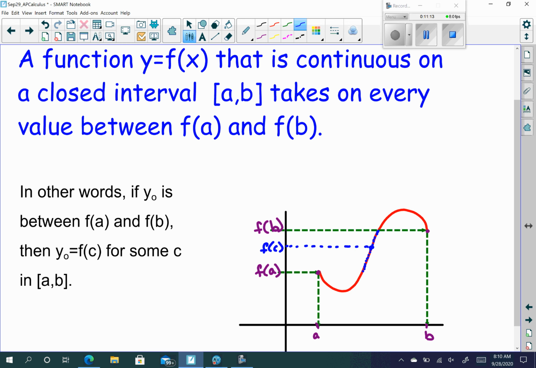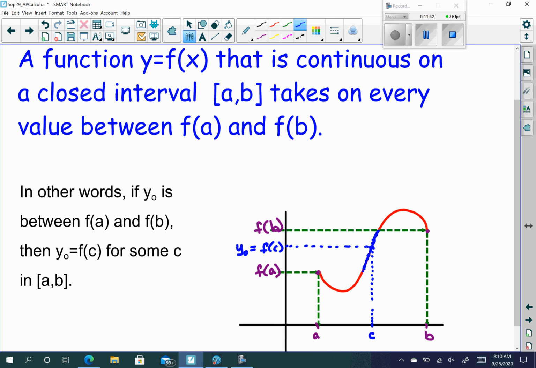So I could have an f of c be anywhere up here, what I have highlighted in blue, and then I know I'm going to get a value of c somewhere in the open interval between a and b. So in other words, we'll call this y sub 0, or y naught, here. If this y value is between f of a and f of b, then it's going to equal some f of c for some c in this closed interval between a and b.